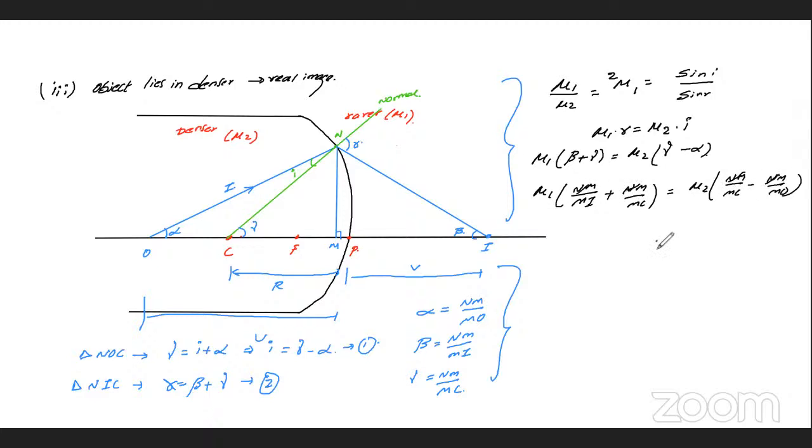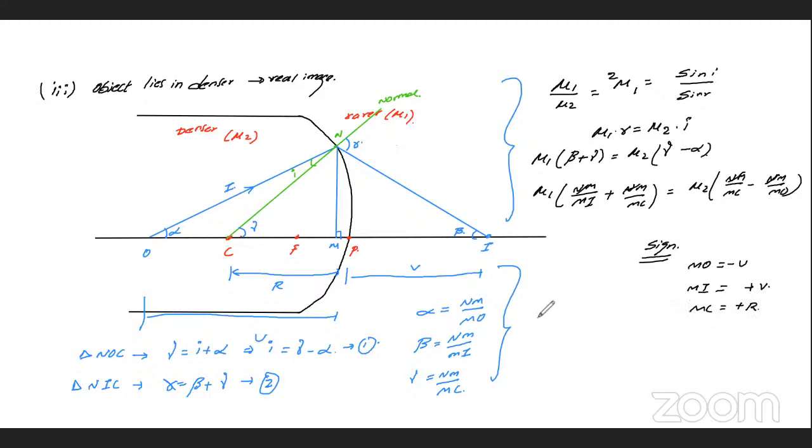Now we are going to see the sign conventions. In the sign conventions, towards your left side everything is negative, towards your right side everything is positive. But here the light ray is from your denser medium. Remember, from the denser medium. MO is negative because it is the opposite way, left side. And MI is towards your right side, so it will be plus V. And the center of curvature is towards your left side, so MC is equal to minus R.